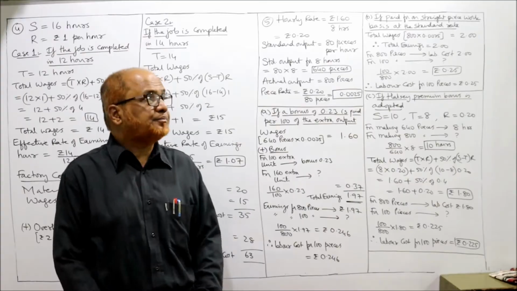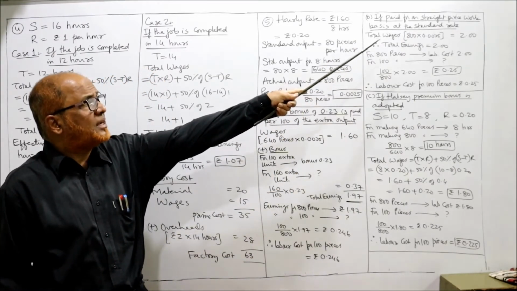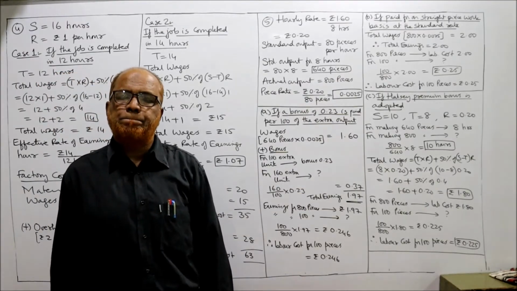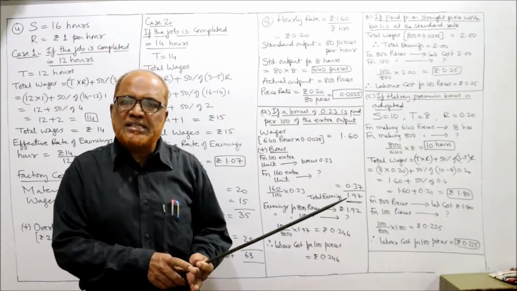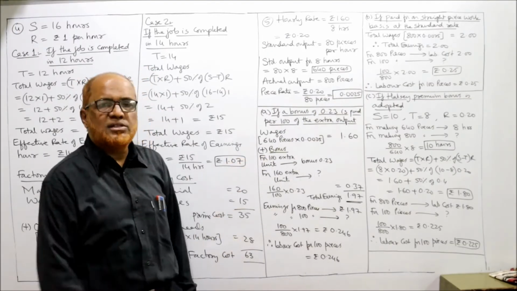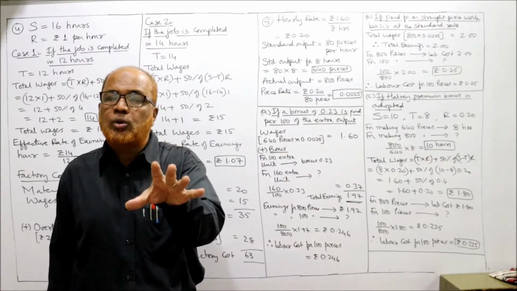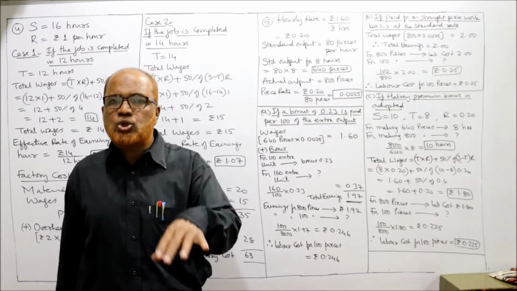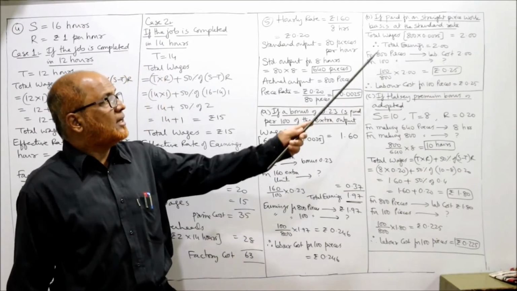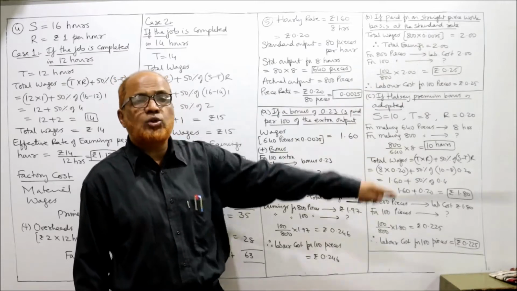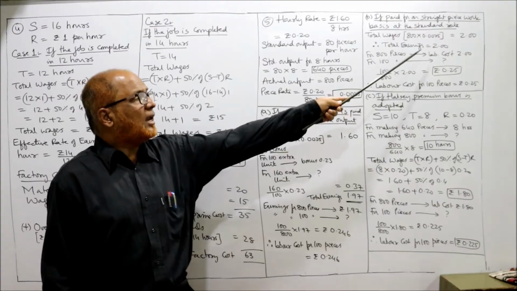First question completed. Now the second part. If paid on a straight piecework basis at the standard rate, that means no bonus at all. So how much is the piece rate? We got 0.0025. This piece rate will be applied for the actual output made. How much is the actual output he has produced? 800 pieces. So 800 pieces into 0.0025, 2 rupees. His total wages will be 2 rupees.